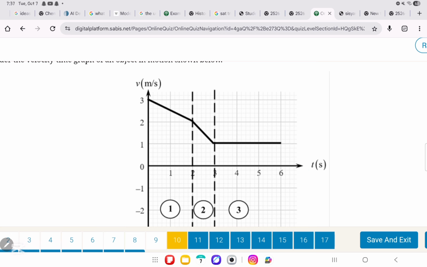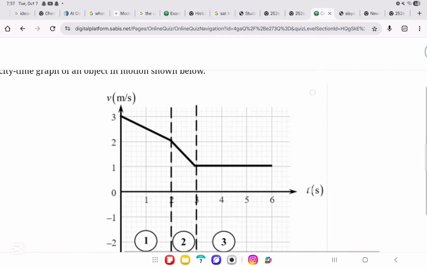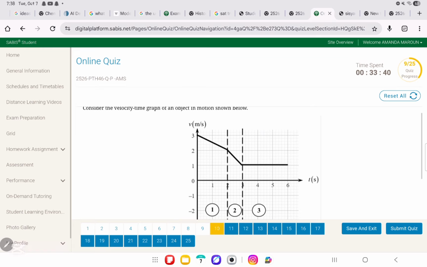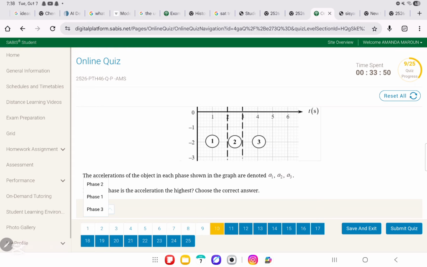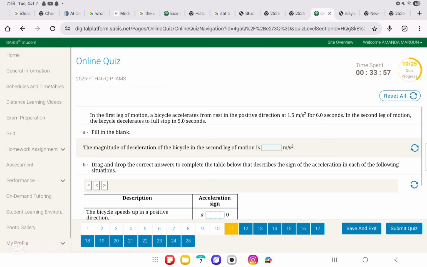So, acceleration is the slope in a VT graph. The steeper the slope, the higher the acceleration. So which of them has a steeper slope? Definitely this one has a steeper slope, it has a greater slope value. Then this means that it is having a greater acceleration. So it's definitely phase 2. We'll now move on to question number 11.